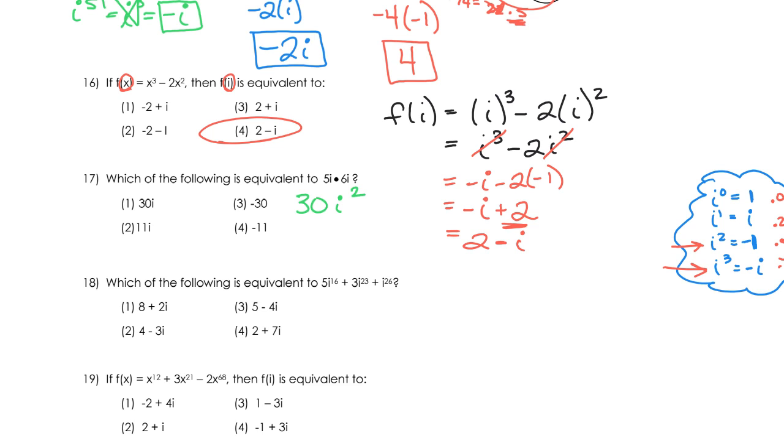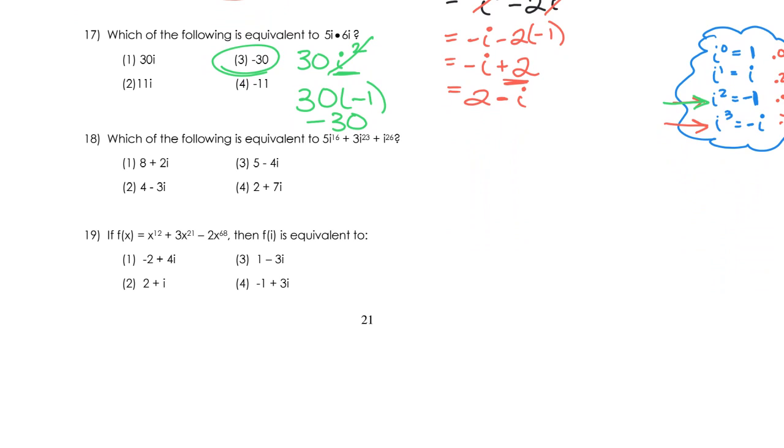But because it's i squared, not x squared, we can go to our little cloud over here, look at i squared and realize that i squared is equivalent to negative 1. And so this i squared gets replaced with a negative 1. And 30 times negative 1 is negative 30, which is choice 3. Okay, let's go ahead and take a look at 18.